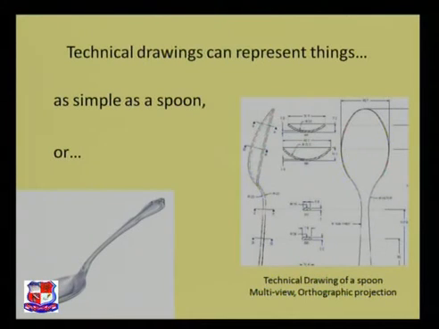Or a technical thing can be represented as simple as a spoon. If I want to make a spoon, then also I need to have some sort of technicality. This is, you can say, a complete sketch. Over here is the technical drawing of the spoon, which is a multi-view orthographic projection. If I am seeing the spoon from the top, then what would be the thickness of this point? What would be the breadth of this point? What would be the thickness over here? What would be the thickness over here?